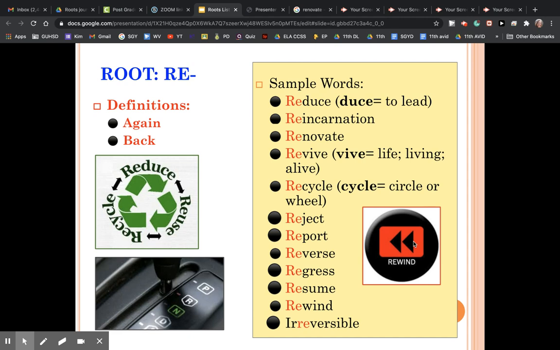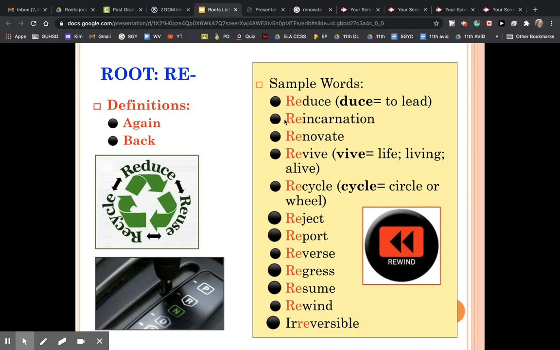Next root is re, definitions again or back. First sample word is reduce, duce meaning to lead, to bring down to a smaller size. Here we have an example of that, along with the other sample words of recycle and reuse. So we have reduce, recycle, and reuse, meaning to use again in another way.